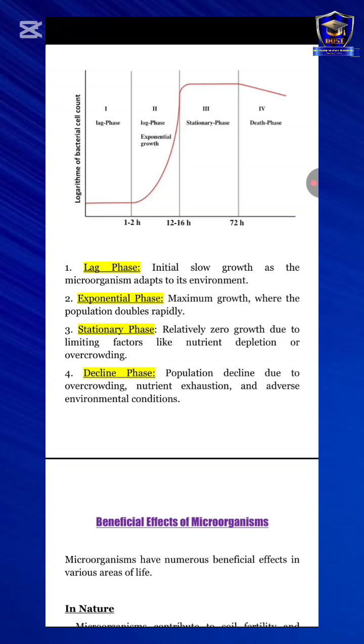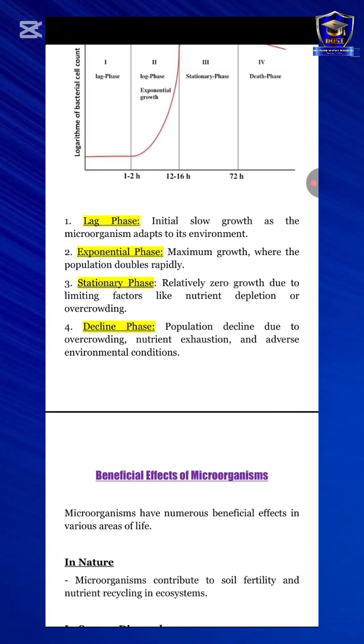And then we have the stationary phase. The stationary phase is a relatively zero growth phase. This is as a result of limiting factors like nutrient depletion or overcrowding. As the organisms keep increasing in size, we get to a point where overcrowding will overshadow the availability of substance in the surroundings. In situations like this, you experience the stationary phase, where there is no net increase in the population size. After that, you have the death phase, also called the declining phase, where the population begins to decline and die out as a result of lack of nutrients to support the large population.